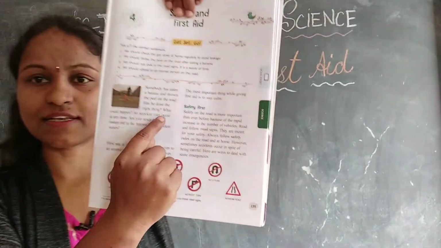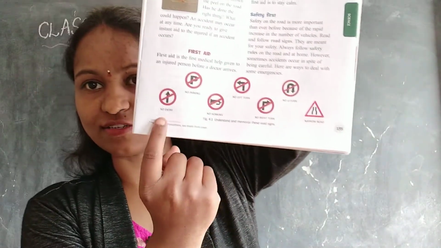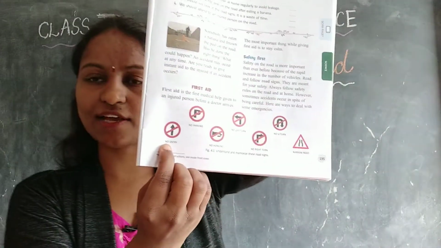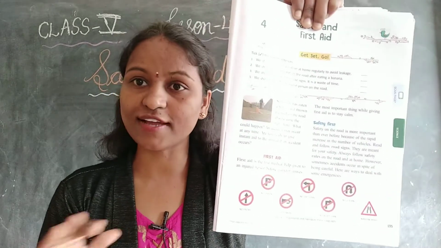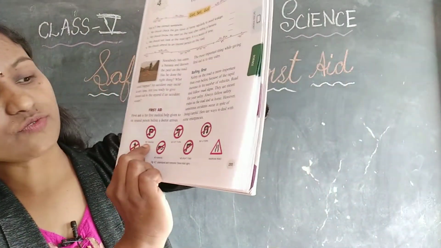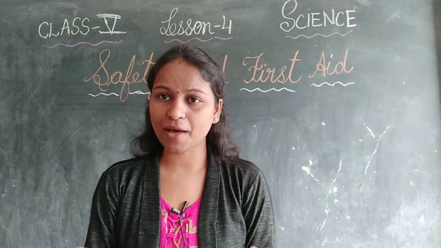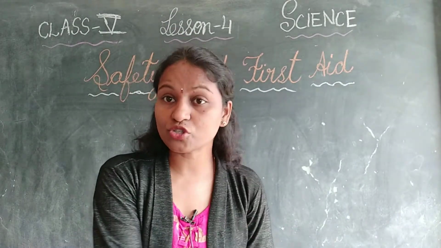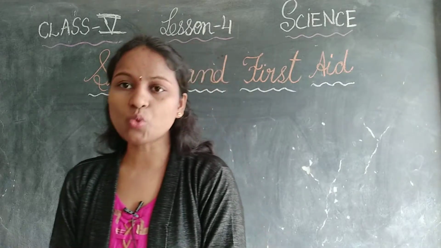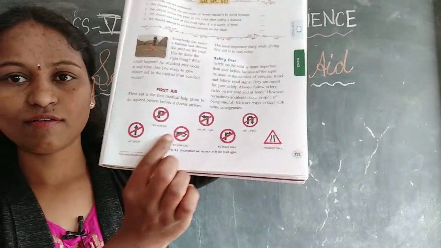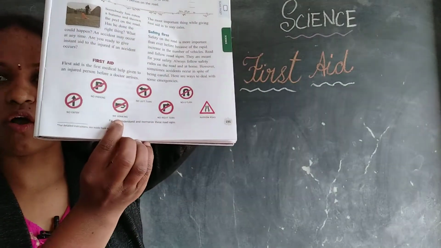So next, these are all the signs. This is the sign of no entry. You can't enter there. This one is no parking. Sometimes you have seen parking places where vehicles should not be kept. That one is no parking. Please don't do that.